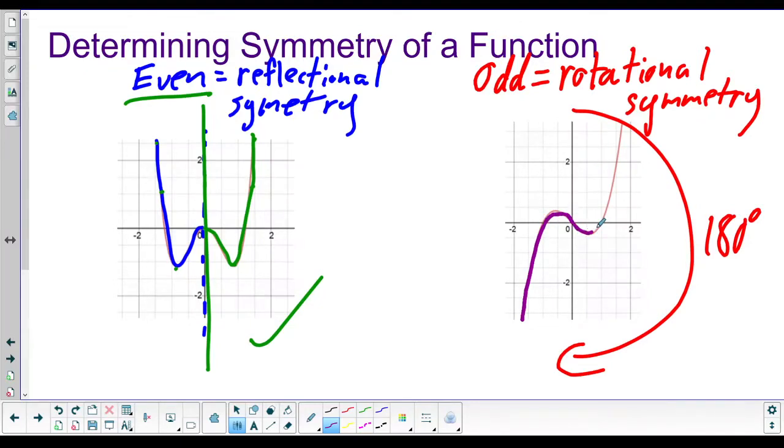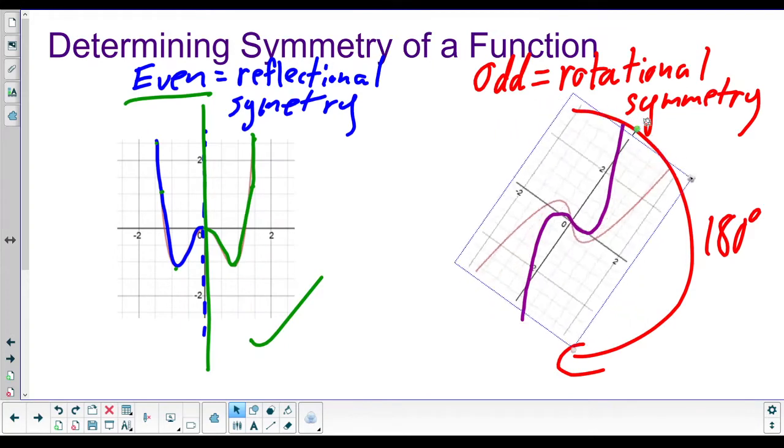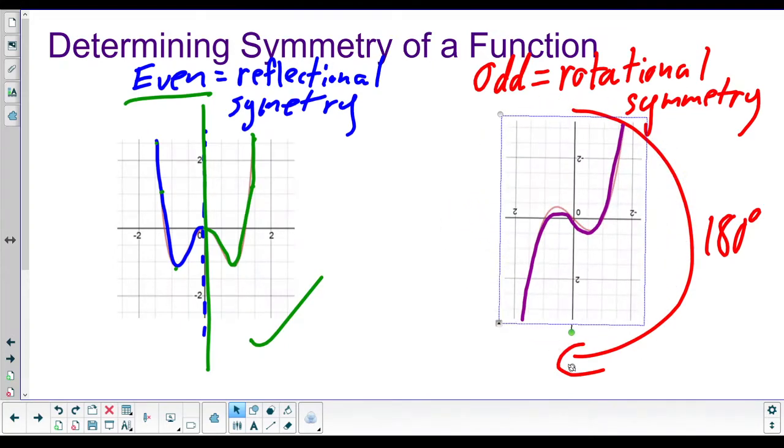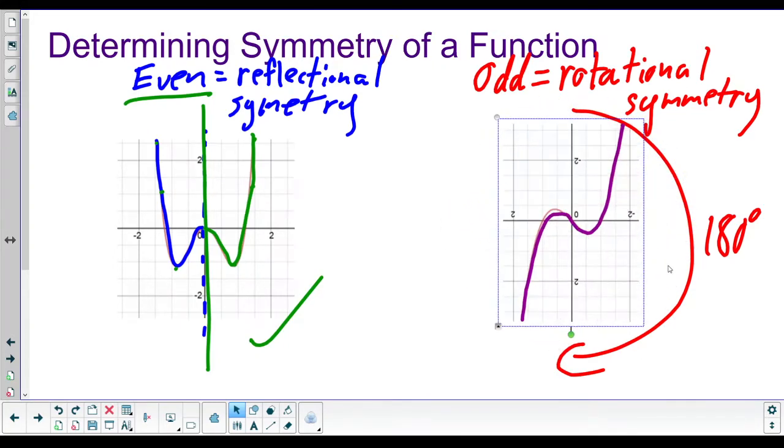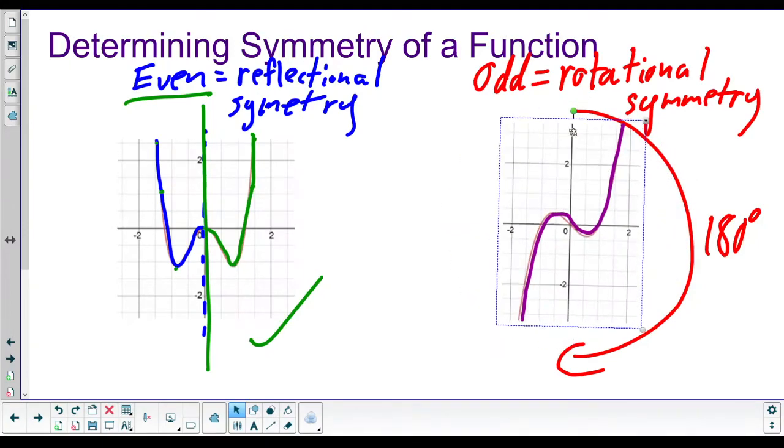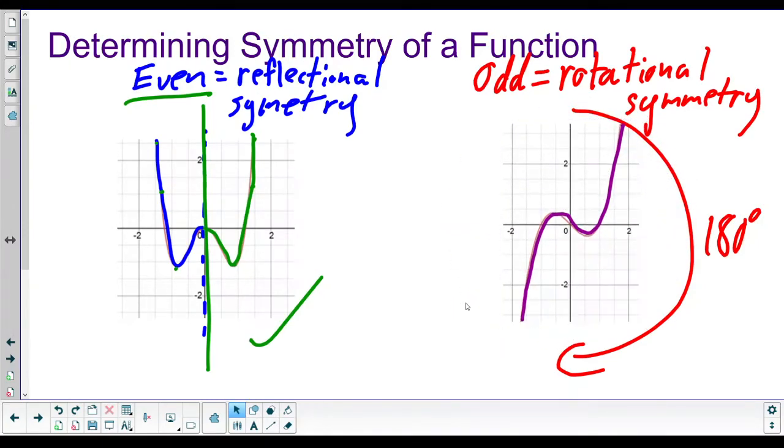So let me trace this. And now if we take this and we rotate it all the way around, there you go. It looks exactly the same. Ignore this piece. This is me not being able to draw straight lines. This is not imperfection in the math, right? So if you can take it and spin it 180 degrees around and it matches exactly, that means it is odd.